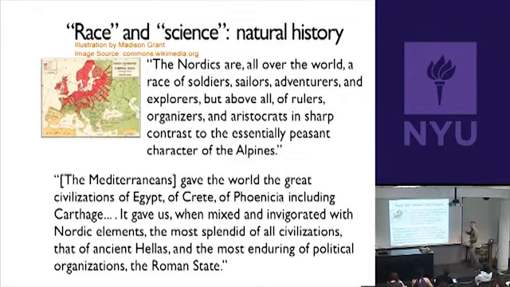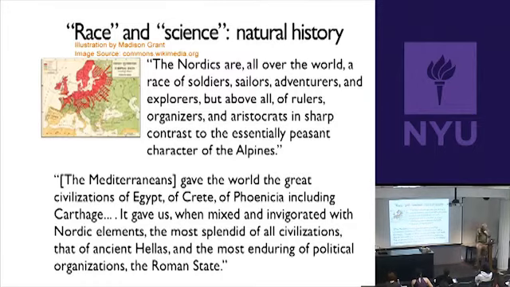What's a little bit more interesting is what he says about the Mediterraneans. So he says the Mediterraneans gave the world the great civilizations of Egypt, Crete, Phoenicia, including Carthage. It gave us, when mixed and invigorated with Nordic elements, the most splendid of all civilizations, that of ancient Greece, and the most enduring of political organizations, the Roman state. So this is kind of an interesting statement that says, well, the Mediterraneans were doing okay, but they really got good when they mixed with the Nordics.